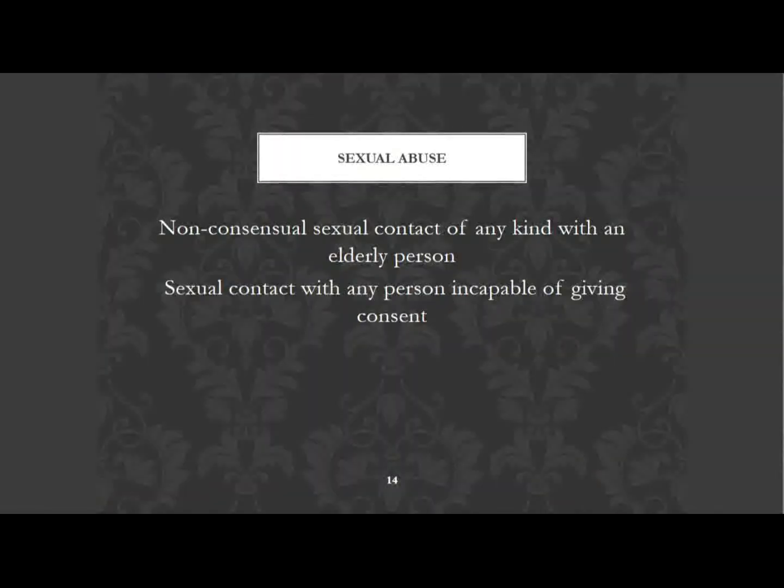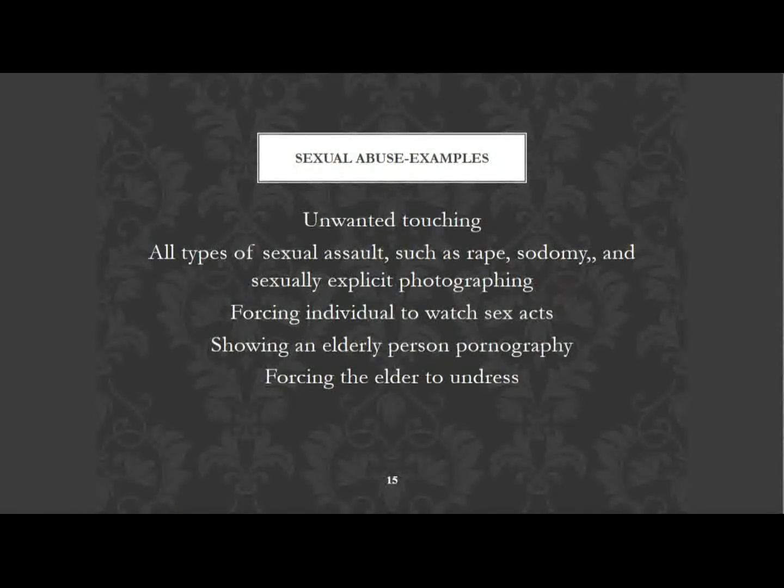And then we have sexual abuse of older persons. Non-consensual sex contact of any kind with an elderly person, or sexual contact with any person incapable of giving consent. The person cannot say, yes, I am willing to, but then you force yourself on the person, or family members or friends, whoever. Sexual abuse examples: unwanted touching, all types of sexual assaults such as rape, sodomy, that is anal intercourse with the person, and any sexual exploitative photographing, forcing individual towards sex acts, showing an elderly person pornography, or forcing the elderly person to undress. All of these are forms of sexual abuse.